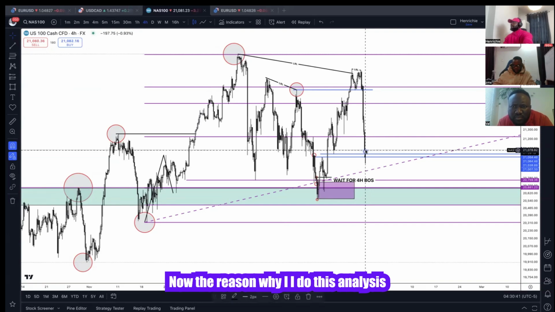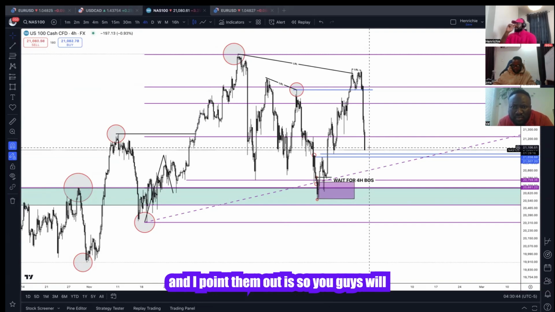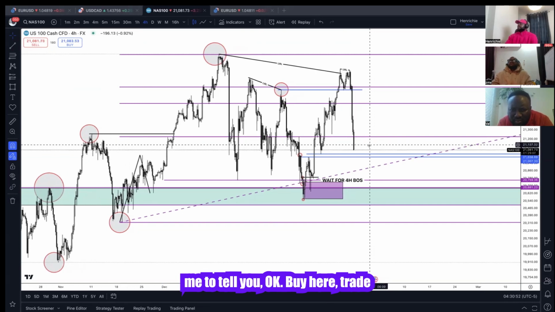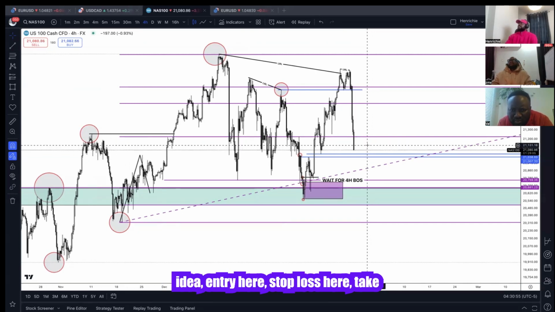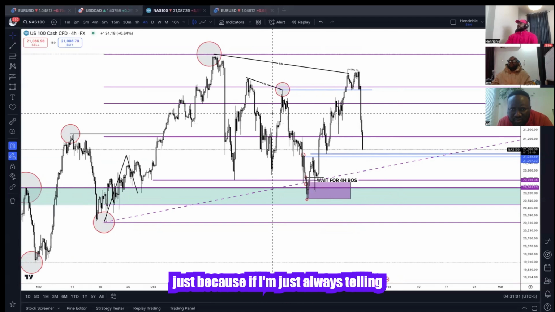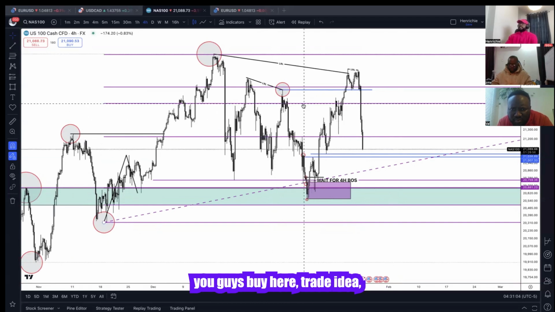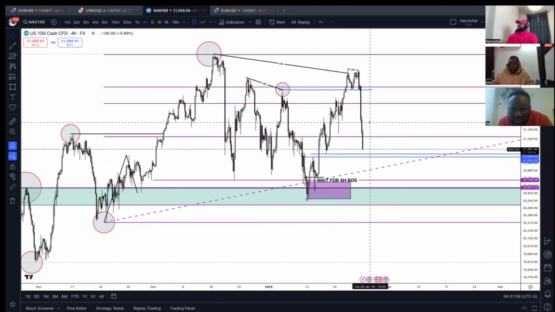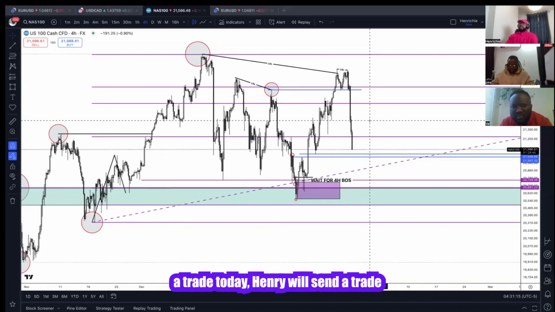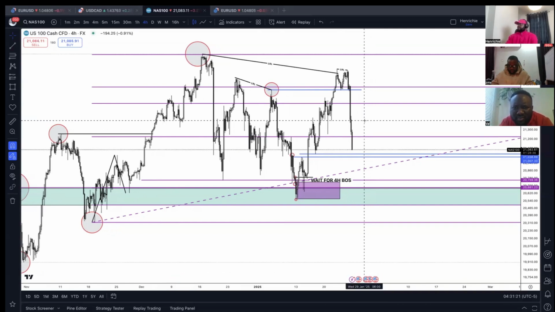Now, the reason why I do this analysis and point these areas out is so you guys will have confidence in looking for areas to take trades. You don't really need me to tell you, okay, buy here, trade idea, entry here, stop loss here, take profit here. Because if I'm always telling you that, you will never learn anything, I promise you. You will just depend on me and be like, Henry will send a trade today. And for the rest of your trading career, you'll be dependent on me.